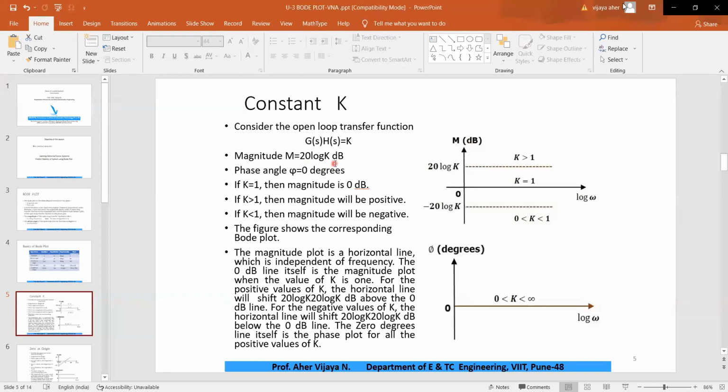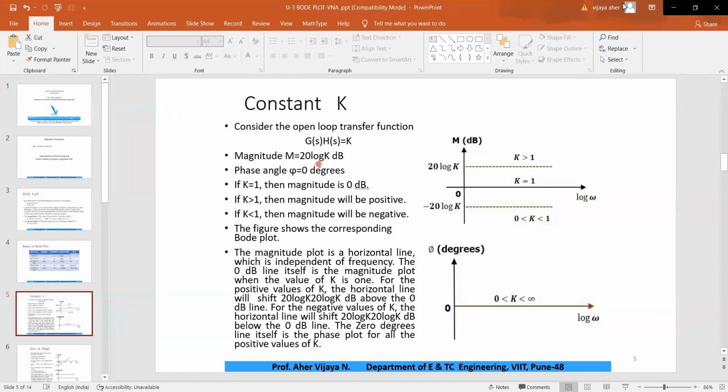K is equal to 1, you will get 0 dB. K is equal to 2, you will get some positive value. Okay, K is equal to 0.5, you will get a negative value by using this equation, 20 log of K to the base 10.